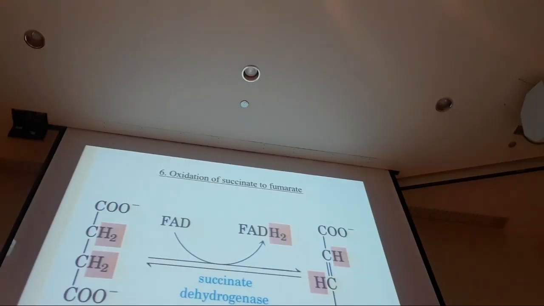Okay, so at this point we have a 4-carbon dicarboxylic acid, succinate, and succinate is converted to fumarate. So what kind of reaction do we have here? We introduce a double bond here. What kind of reaction is that? You see something highlighted in red boxes, this should help you find the answer. Come on. The title tells you it's oxidation of succinate to fumarate. Why should you see that this is an oxidation?